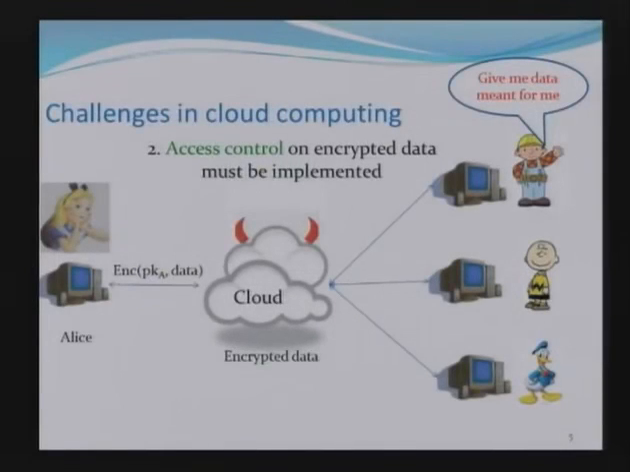And so if Bob comes to the cloud and says, give me the data that's meant for me, somehow the cloud must know what is the data that Bob is authorized to see and give only that data to Bob without learning anything. And since everything is encrypted, the cloud sees garbage, how is it going to implement this access control?